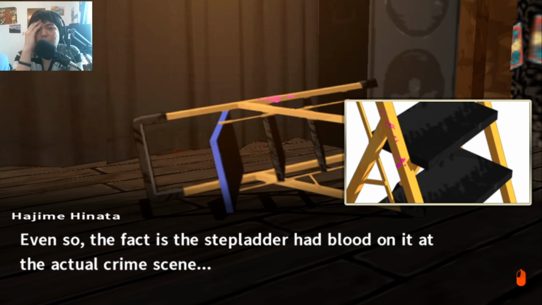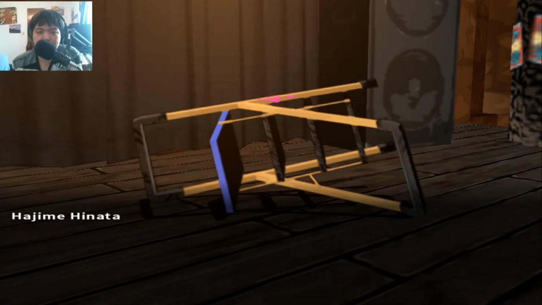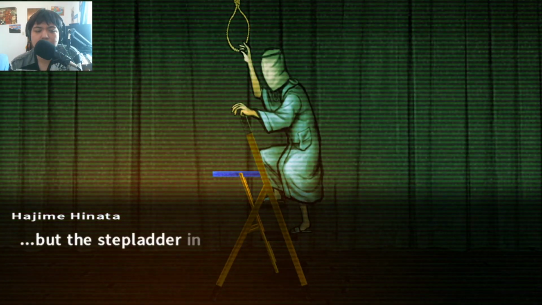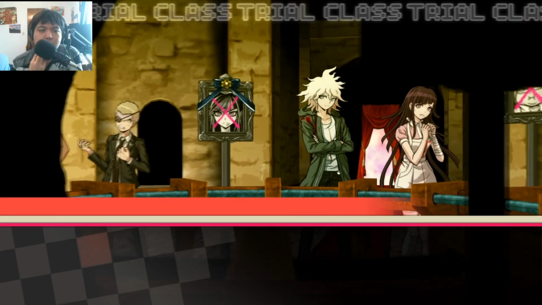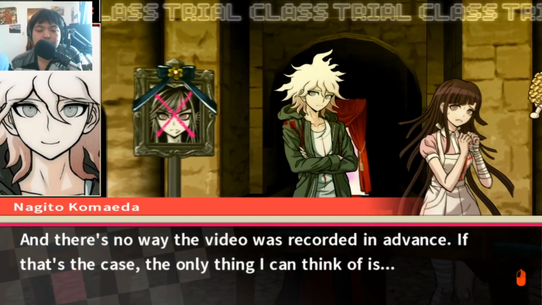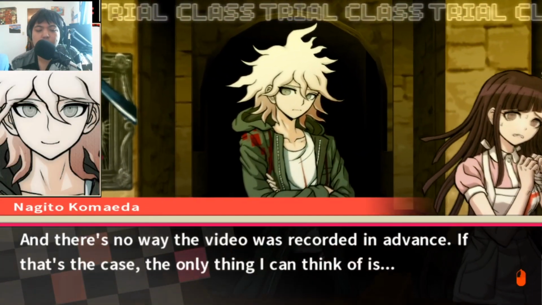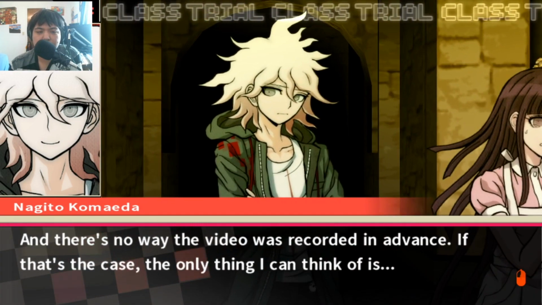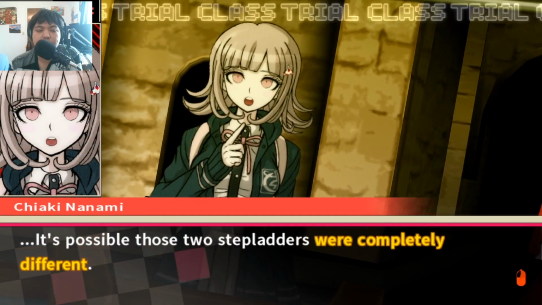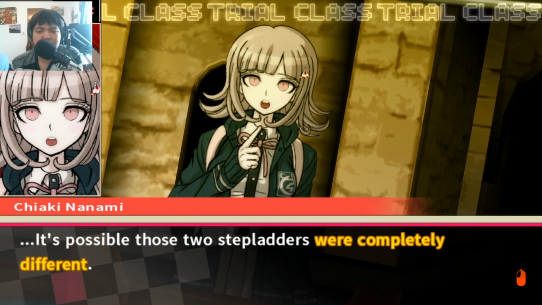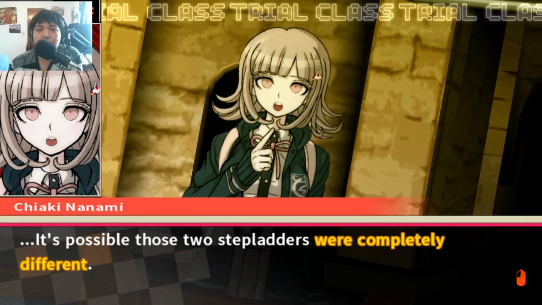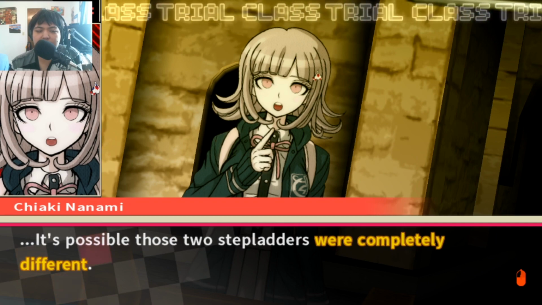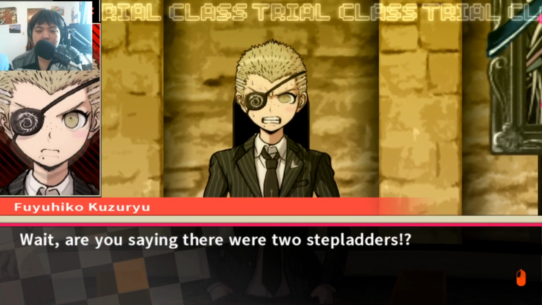But what I don't understand is that the video has no bloodstains on it, on the left side. But the stepladder in the video was completely bloodless. And there's no way the video was recorded in advance. If that's the case, the only thing I can think of is... It's possible those two stepladders were completely different. Are you saying there's two different stepladders? If it's not the same one, they probably have two different kinds. Wait, are you saying there were two stepladders?